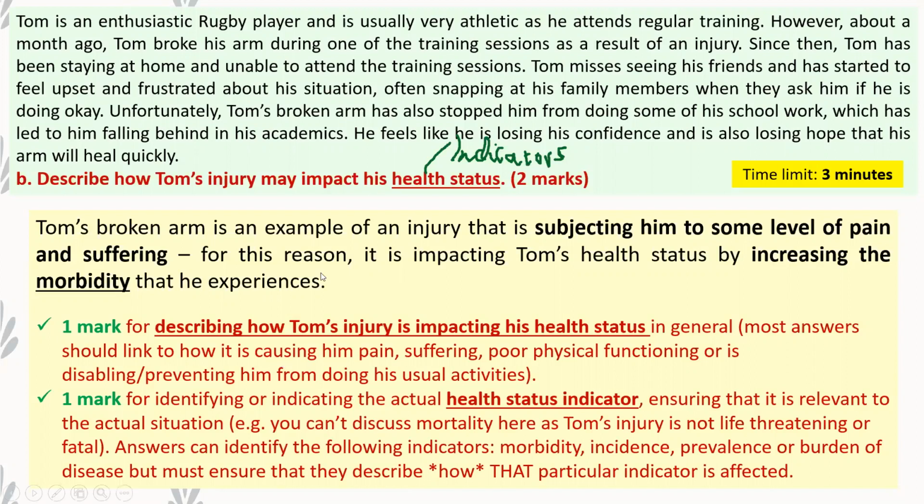Again, you get 1 mark for explaining how that broken arm is impacting his health status by talking about pain or suffering, how his physical functioning is affected, or how it's a debilitating condition that is disabling him or preventing him from doing his normal activities. And then 1 mark for linking it back to the actual health status indicator by identifying that indicator in your answer. So I've written, by increasing the morbidity. That gives me the extra 1 mark there. So 1 + 1 equals 2, a total of 2 marks.